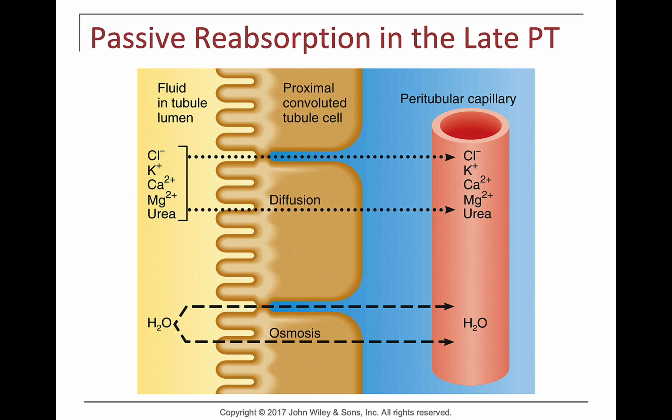We also have some paracellular reabsorption, which means that ions travel between cells just by simple diffusion, and they can also go through transporters here, facilitated diffusion transcellular, and that's water, chloride, potassium, calcium, magnesium, and urea.